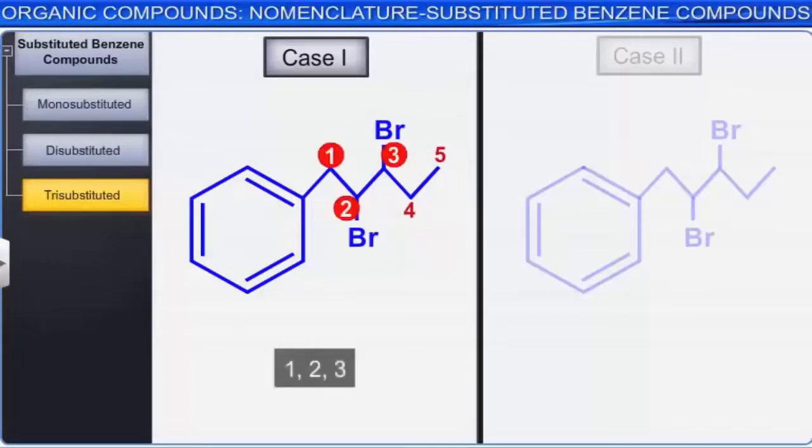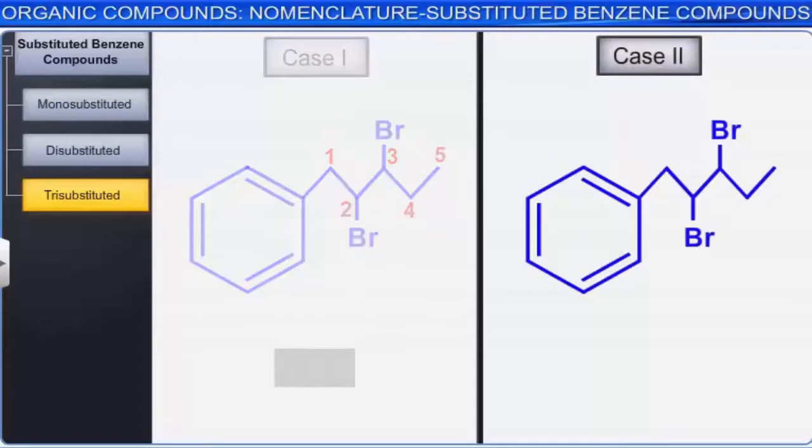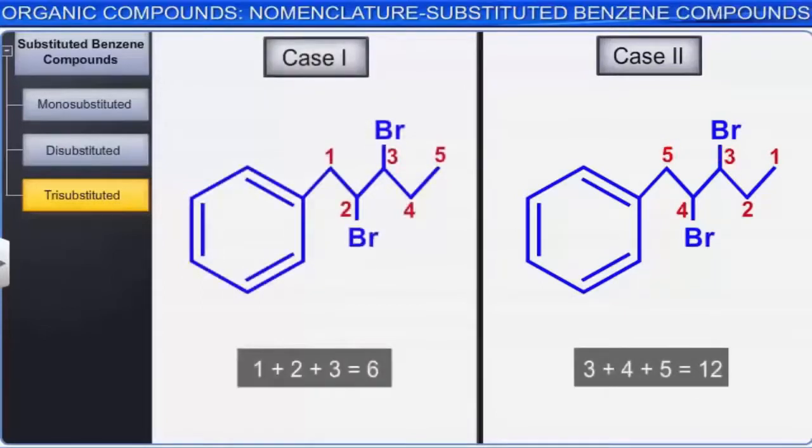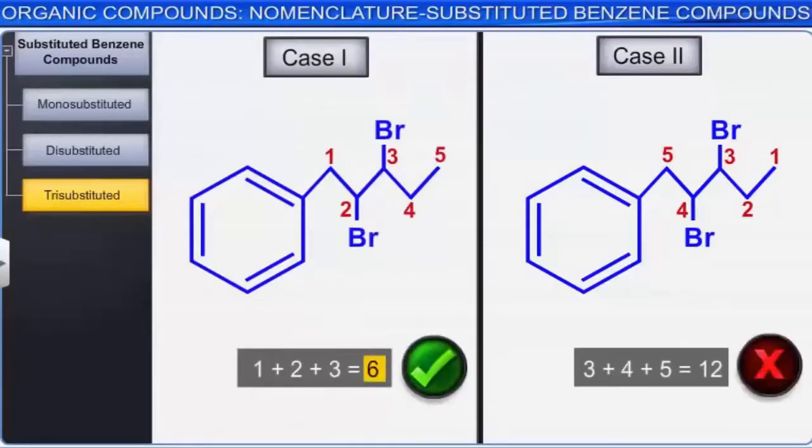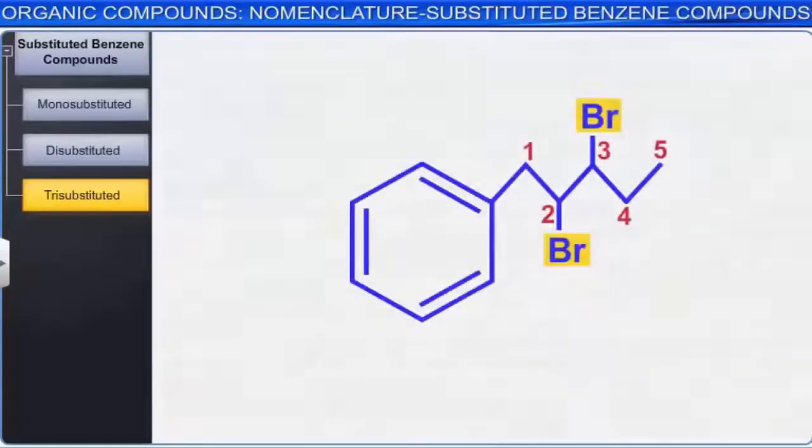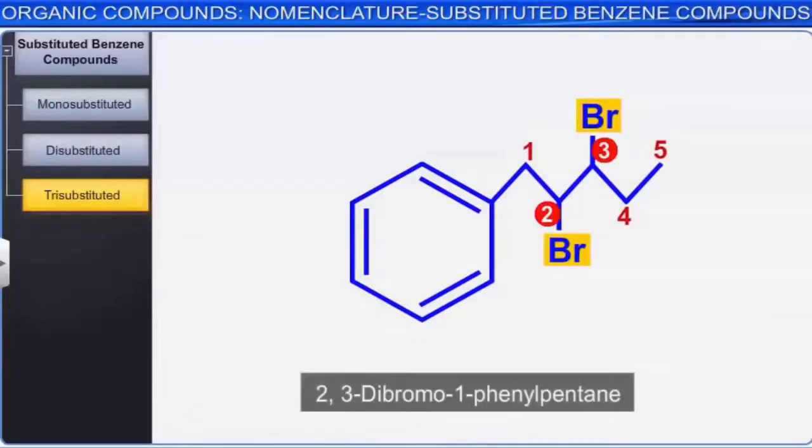In case 2, the carbon atoms are numbered from right to left. As a result, the substituent and the functional group are assigned the positions 3, 4, and 5. According to the lowest locant rule, case 1 follows the correct way of numbering. Bromine is attached to the second and third carbon atoms, hence should be named as 2,3-dibromo.